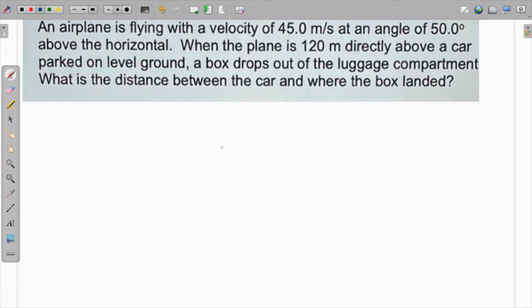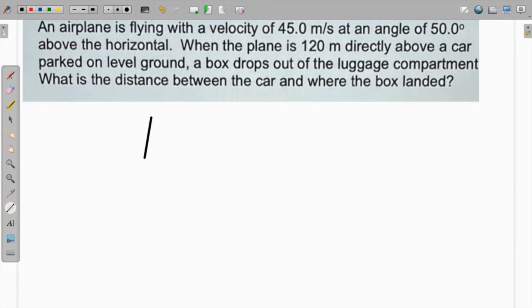An airplane is flying with a velocity of 45 meter per second at an angle of 50 degrees above the horizontal. And when the plane is 120 meter directly above a car parked on level ground, a box drops out of the luggage compartment. What is the distance between the car and the box landed?